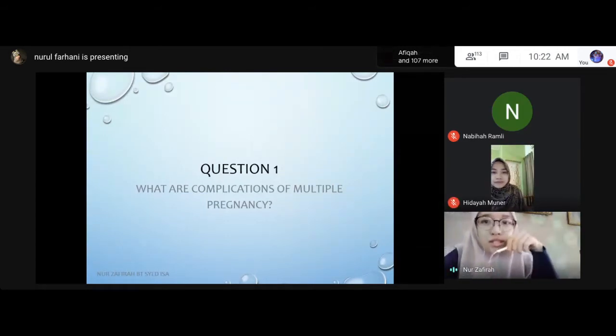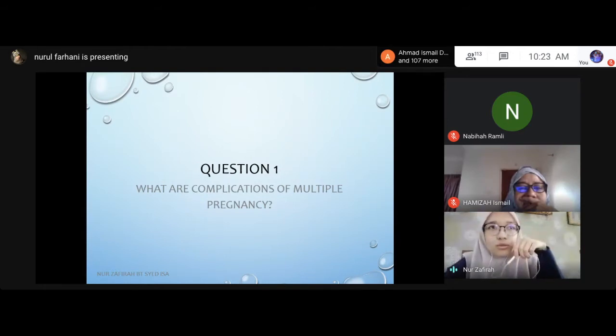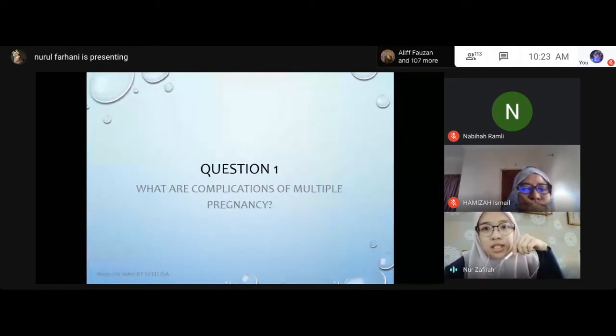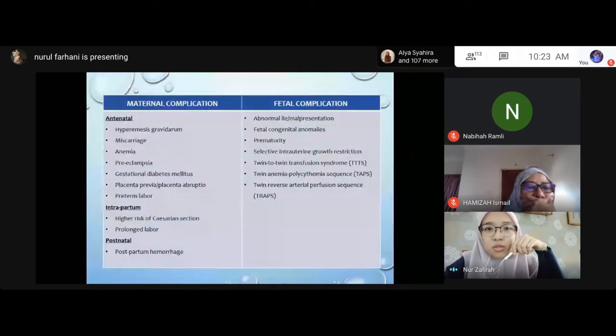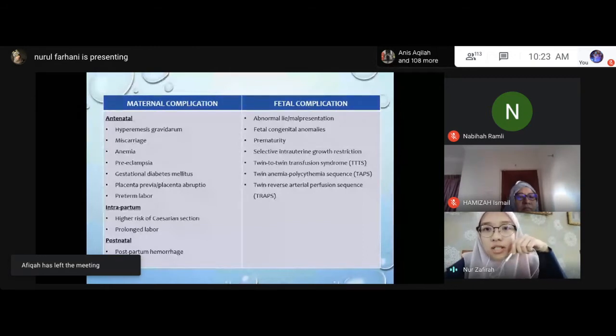So my first question is what are the complications of multiple pregnancy? I have divided the complication of multiple pregnancy into maternal complication as well as fetal complication. The maternal complication can be further divided into antenatal, intrapartum, and postnatal. Antenatal, the mothers with multiple pregnancy can have hyperemesis gravidarum, and they also have increased incidence of miscarriage. The mothers also can develop anemia, preeclampsia, gestational diabetes mellitus, placenta previa or placenta abruptio, as well as preterm labor during antenatally. During intrapartum, the mothers have high risk of cesarean section as well as prolonged labor.